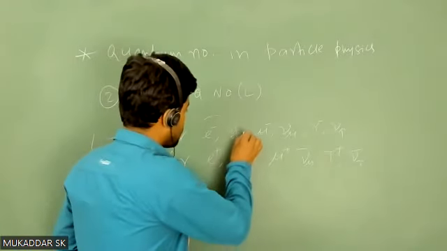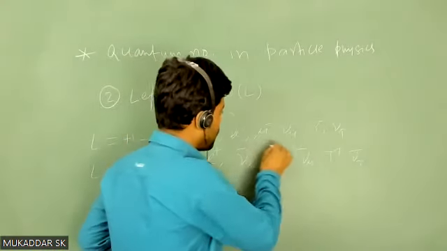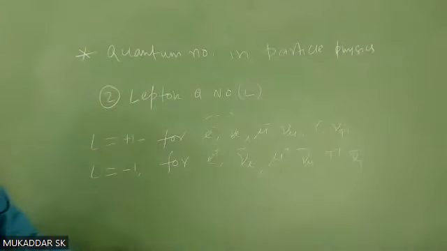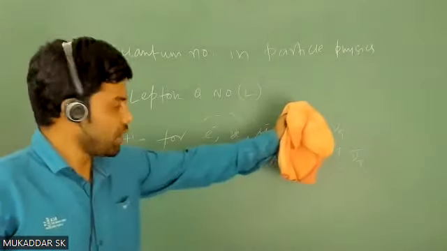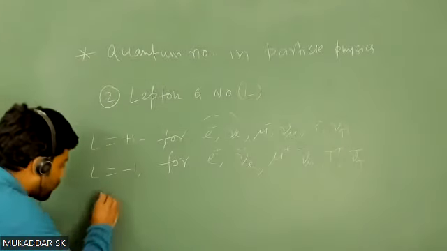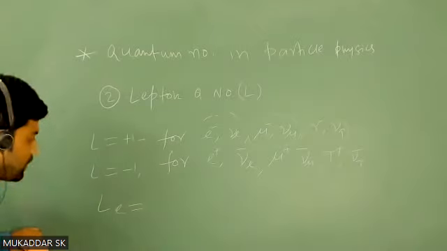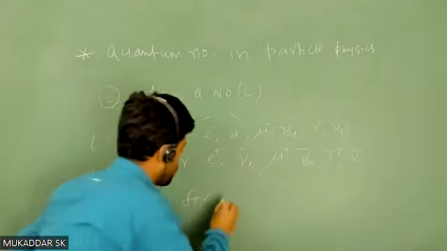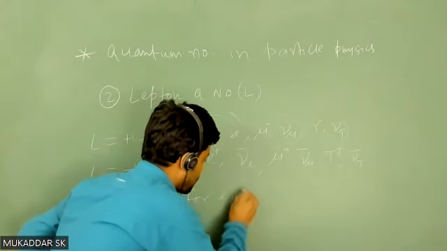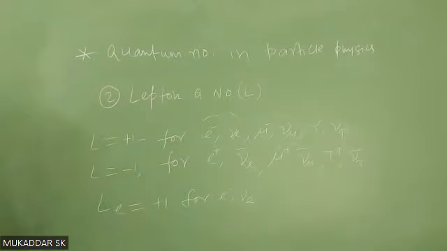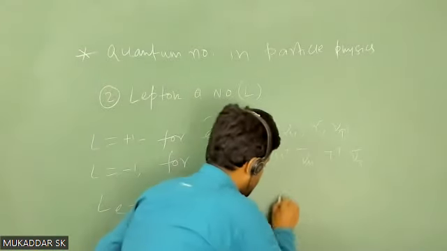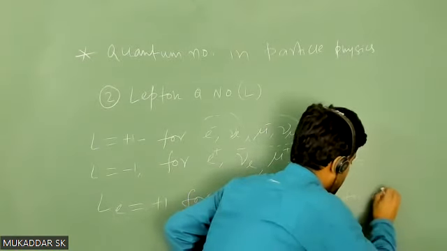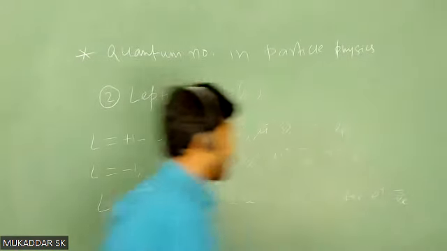Now in the lepton family there are three types of particles. This is called the electron family, this is the muon family, and this is the tau family. To differentiate the three separately, a separate quantum number is provided. That is Le, which is plus one for e minus and nu e, and minus one for e plus and nu e bar.